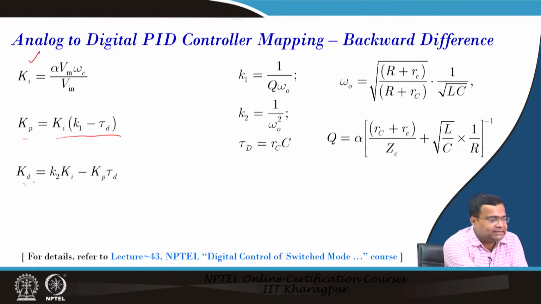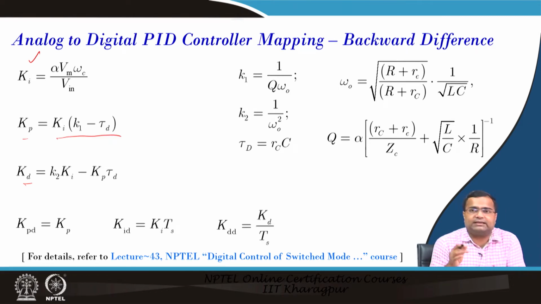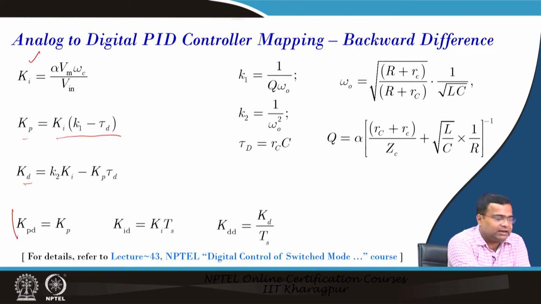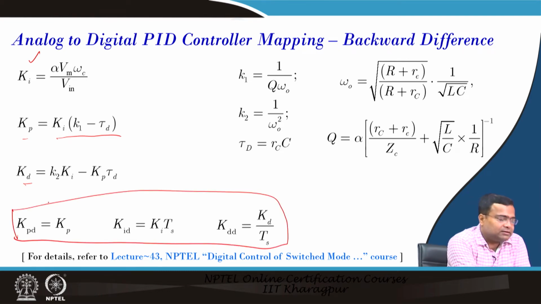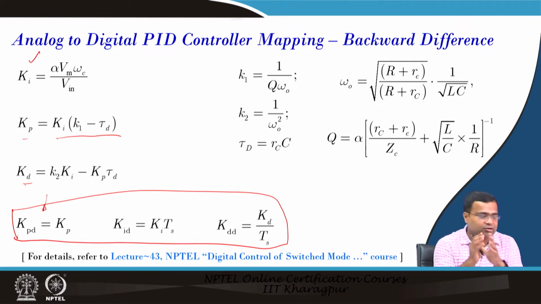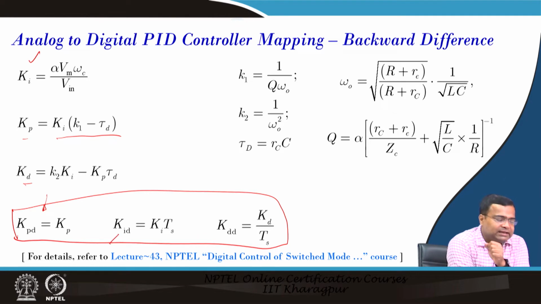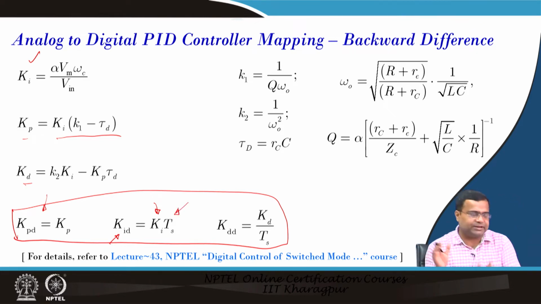Then Kd is the derivative controller gain, and once we get this, we want to convert into digital, because this is a backward difference formula, where the proportional gain remains the same whether it is digital or analog, but the discrete time integral gain is the continuous time integral gain multiplied by the sampling time, which in this case is the switching period.